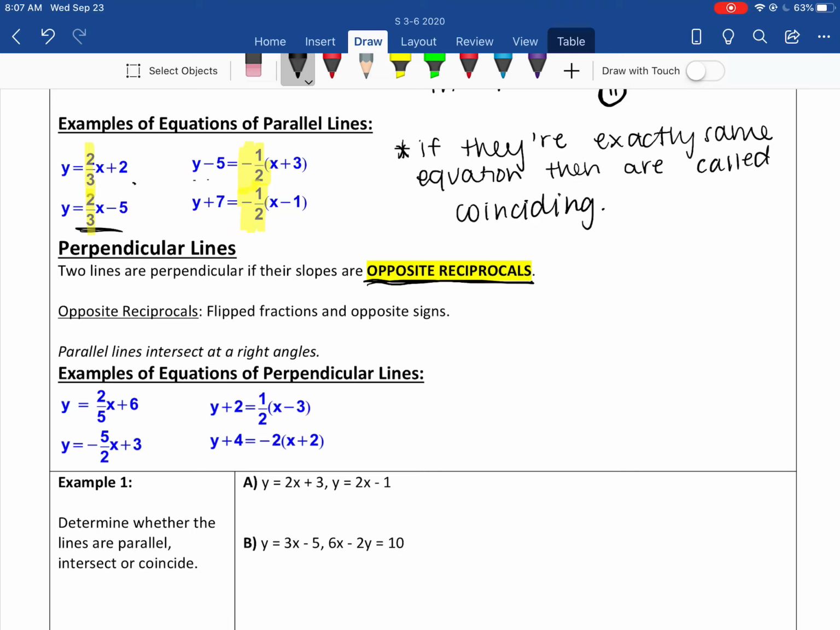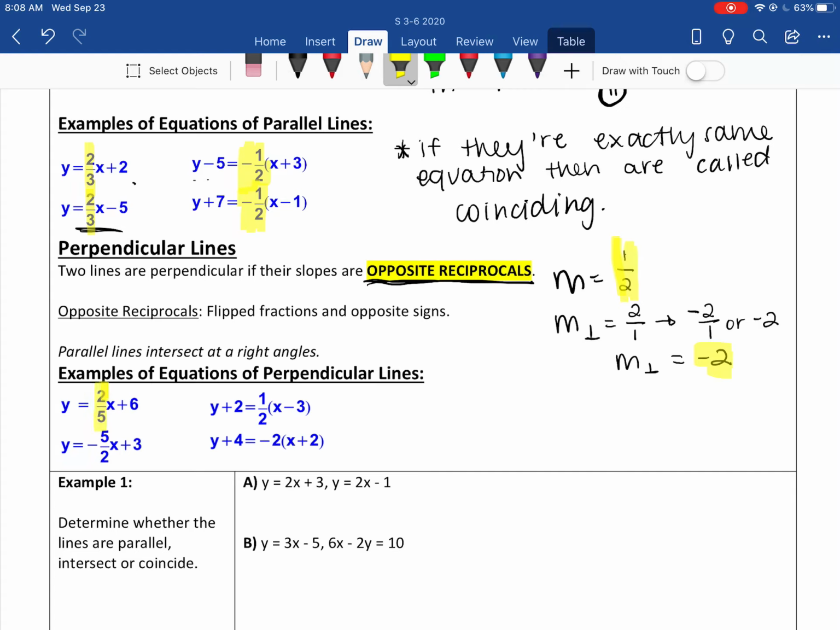So perpendicular lines have opposite reciprocals. You'll also see me talk about that as negative reciprocals, because what that means is they are flipped fractions and opposite signs. So let's say you have the slope of 1/2. In order to find the perpendicular slope, you'll take the 1/2, flip it, so you get 2/1, and then change the sign, so it'd be negative 2/1, or negative 2. So the perpendicular slope to 1/2 is negative 2. Just keep in mind that you have to flip them and then change the sign.